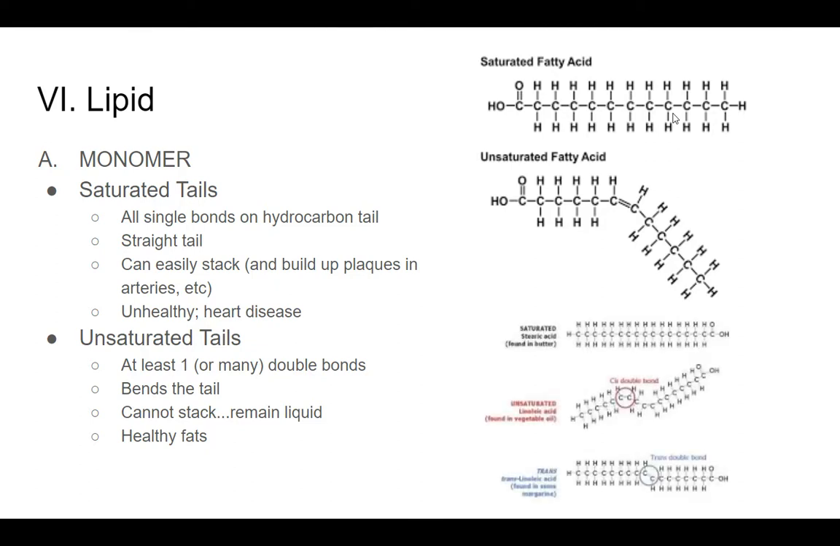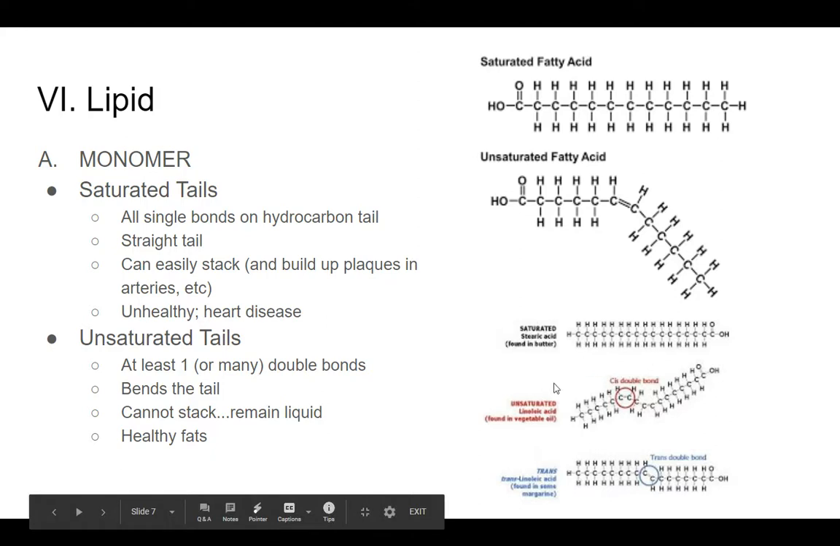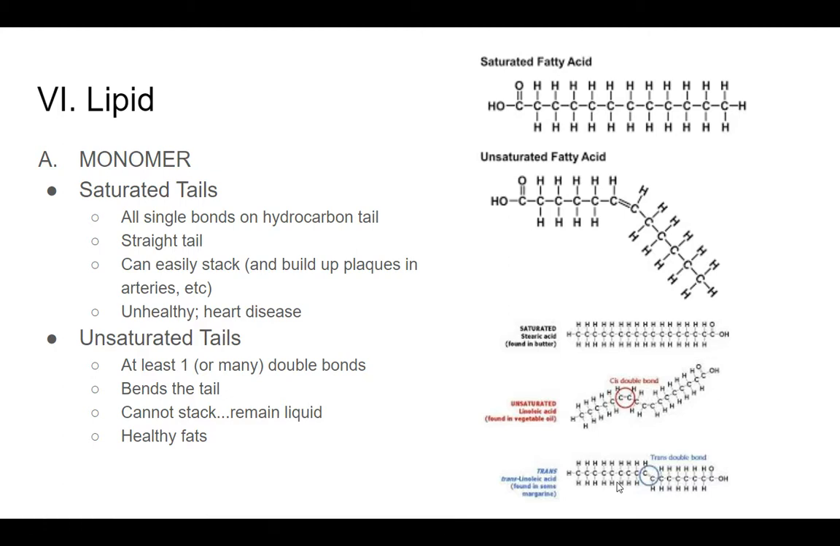Now there is a third type of tail, and it's right down here at the bottom of this diagram. This is called a trans fat, a trans fatty acid tail. You might have heard of a trans fat before. If you have, perhaps bells go off in your head. These are bad, bad, bad for us. Our video referenced trans fats.